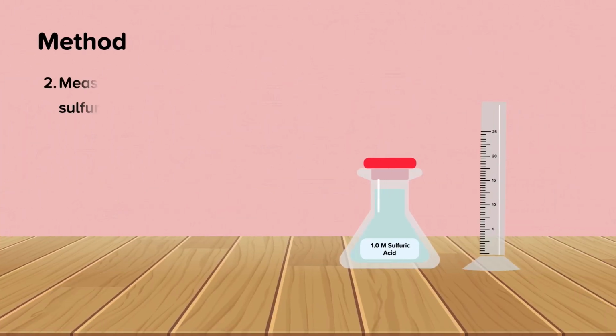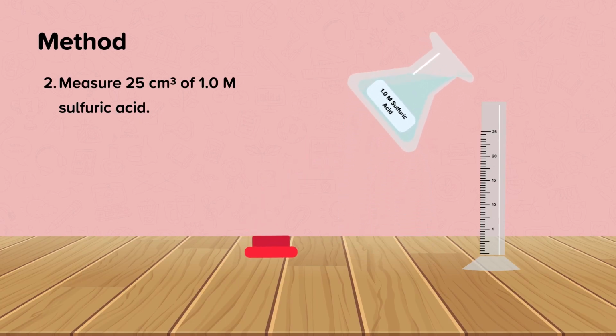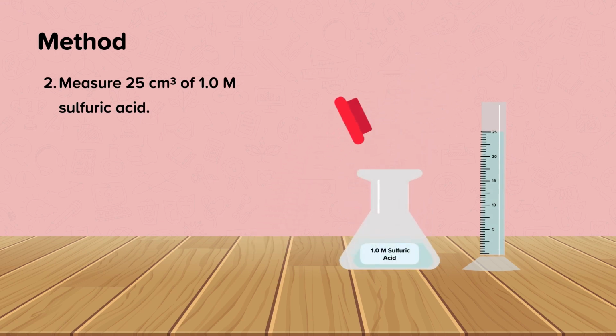Step 2. Measure 25 cm³ of 1.0 molar sulfuric acid, using the 25 cm³ measuring cylinder. Make sure to read the volume with your eyes level with the meniscus of the liquid.